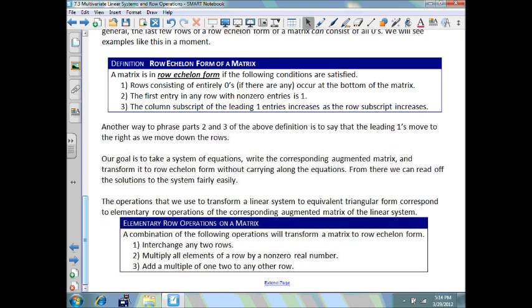Now, the operations that we use to transform a linear system to equivalent triangular form correspond to elementary row operations of the corresponding augmented matrix of the linear system. We've already seen this. We're just using it with matrices. Again, we can interchange any two rows, multiply all the elements of a row by a non-zero real number, and add a multiple of one row to another row.